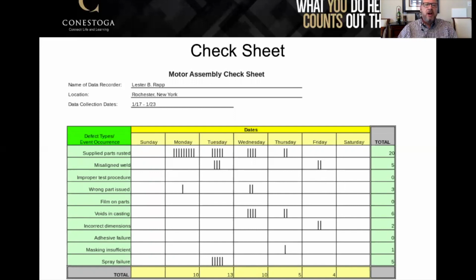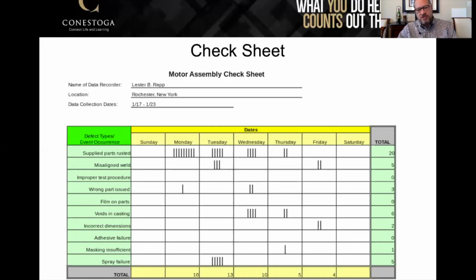So maybe I work at a motor assembly place, and maybe I'm Lester here on the check sheet, and it's like, yeah, I think we're seeing a lot of problems with parts. Okay, well, just because you think there is, maybe there isn't. You can't do this based on speculation. You need data, and you may not have been gathering this data. So check sheets are a really easy way to do that.